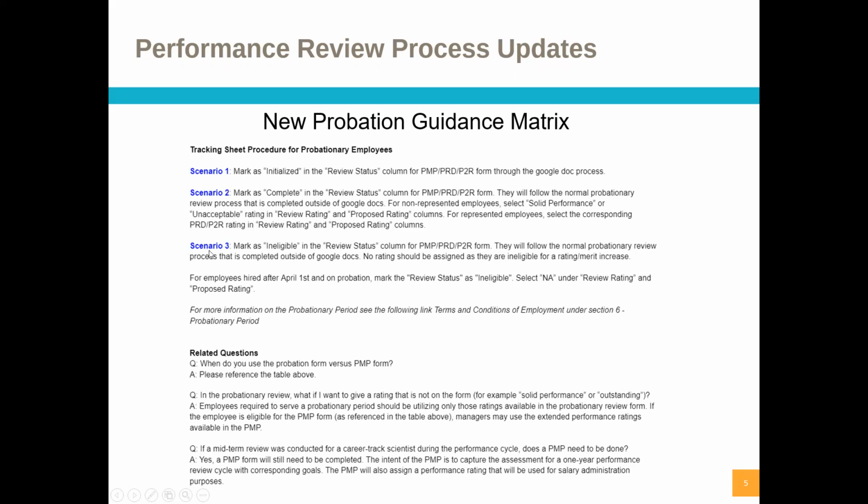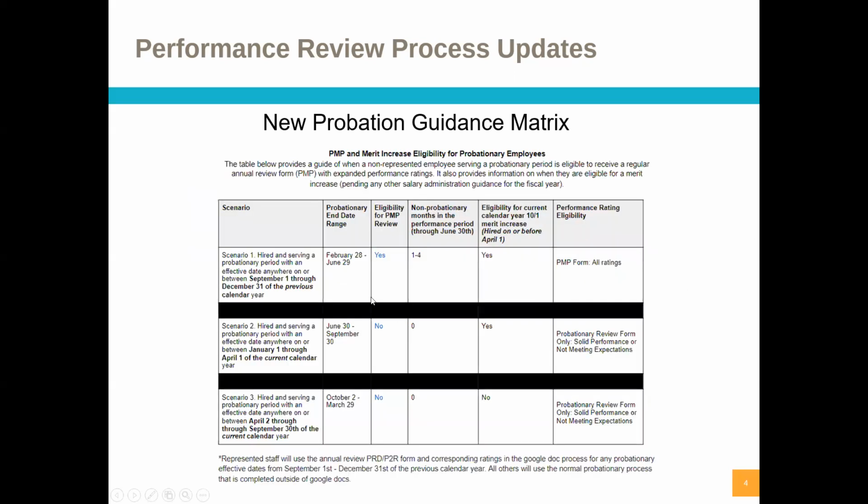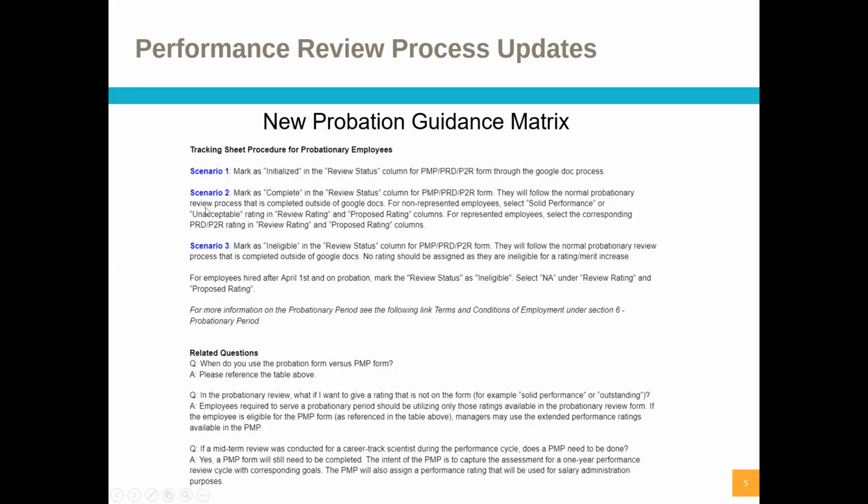Then we have scenario number 3, mark as ineligible in the review status column. They will follow the normal probationary review process that is completed outside of Google Docs. No rating should be assigned as they're ineligible for a rating or a merit increase. So again, go back to the dates. These dates here are going to tell you which scenario, 1, 2, or 3, that the person falls in. And then follow the procedures that are laid out here.